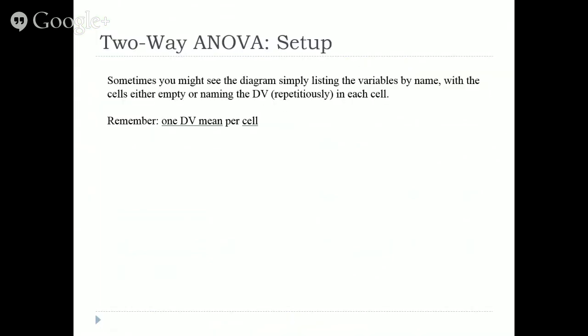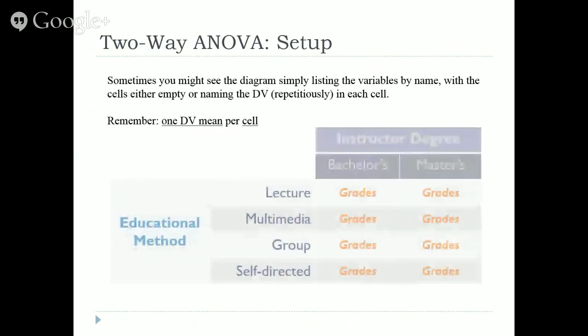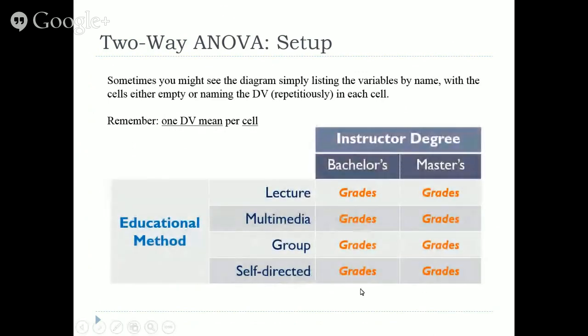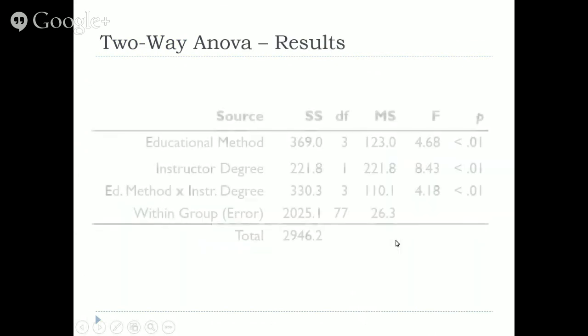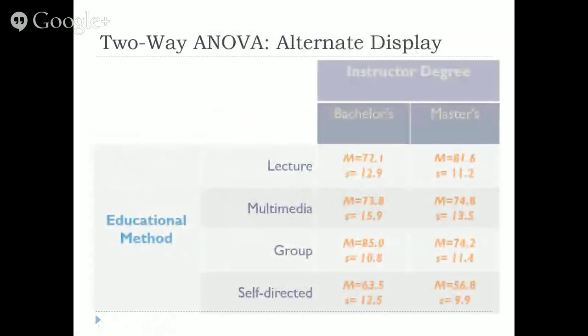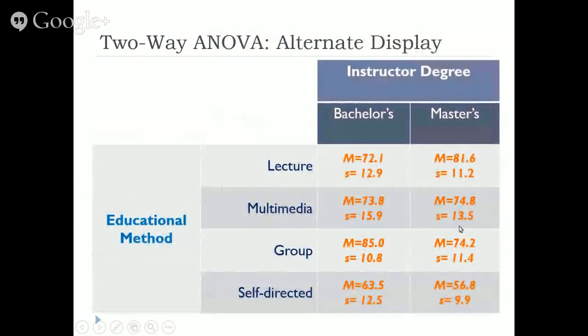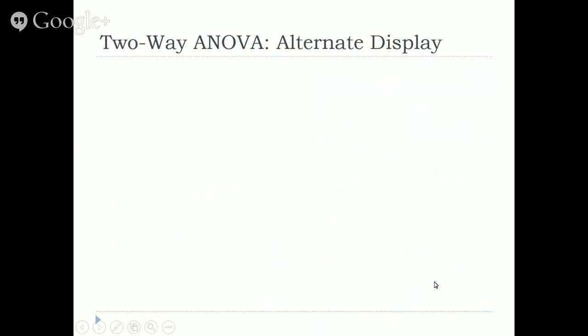All right, so moving on. Another way to see the setup of an analysis of variance is, instead of the n's in there, we could just write in the name of the dependent variable to remind us that there's one dependent variable mean for each grade. And after the results are done, sometimes we can just put the mean and standard deviation. I had a problem with x bars today, so it says m instead of x bar. So we can put the sample mean for each cell in the cell.